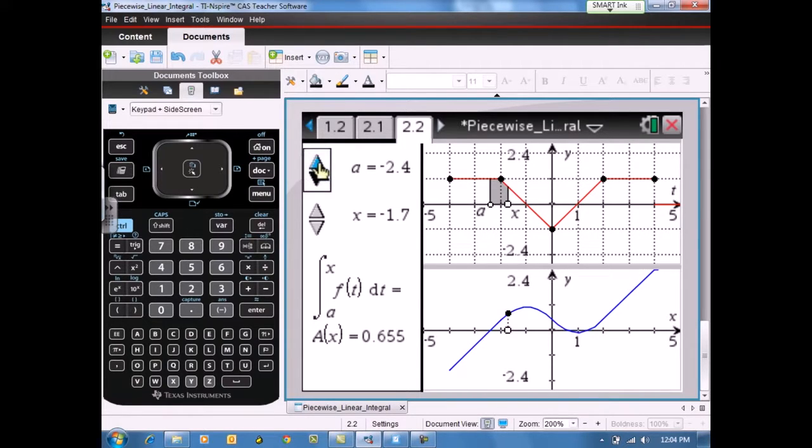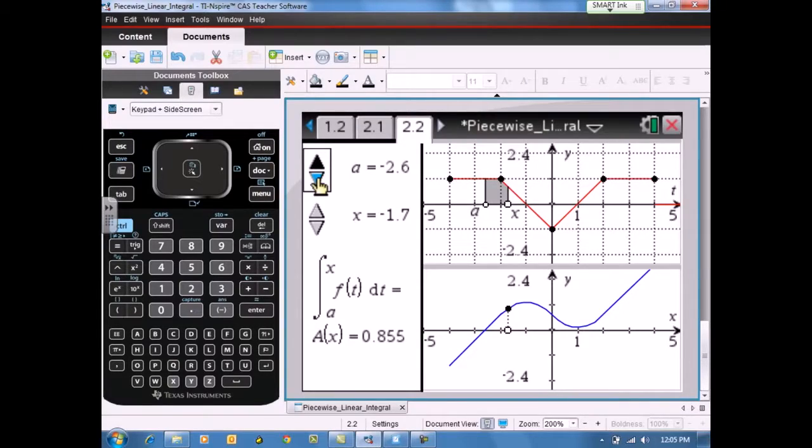So as a decreases, what is happening to the value of that function? And as a increases, what is happening to that function? This is a wonderful aha moment in the classroom because students will now realize that changing the value of a is actually a vertical translation of the graph of the function at the bottom.